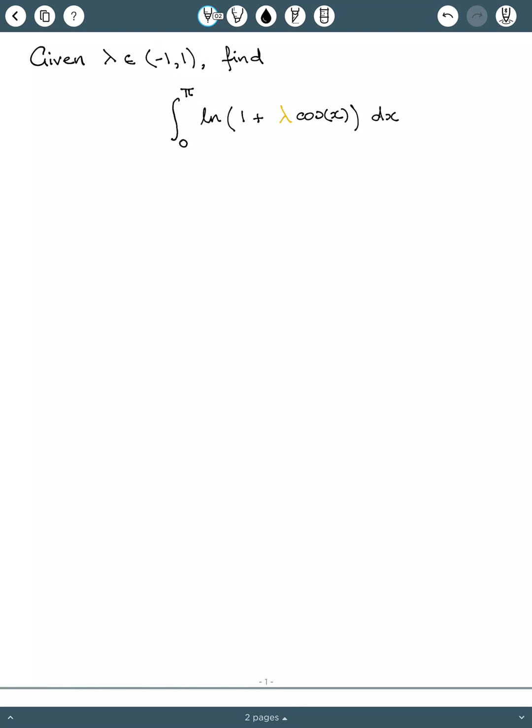Okay, so here's another integral where we're going to use the Feynman technique of differentiating under the integral sign. Sometimes when you do this you have to insert the parameter yourself that you're going to differentiate with respect to, but here we already have a parameter in the problem, lambda. Okay, so the idea is to rewrite this integral as a function of lambda.